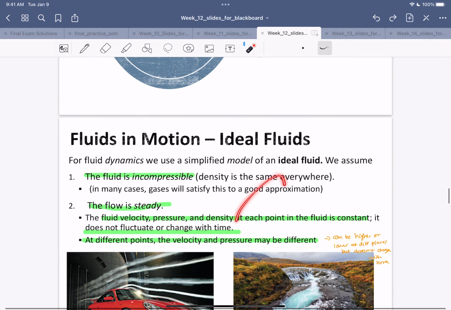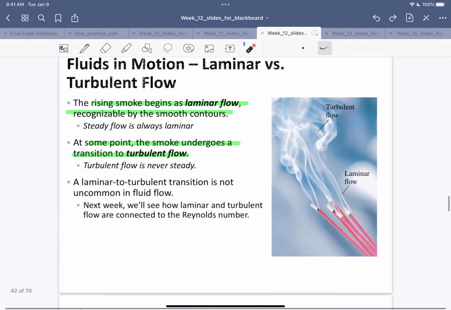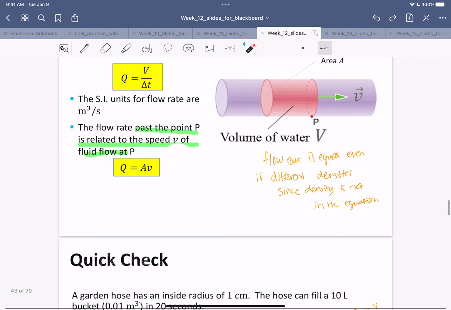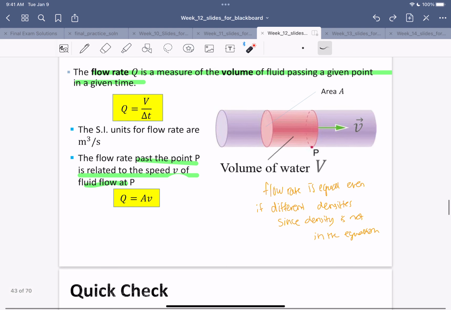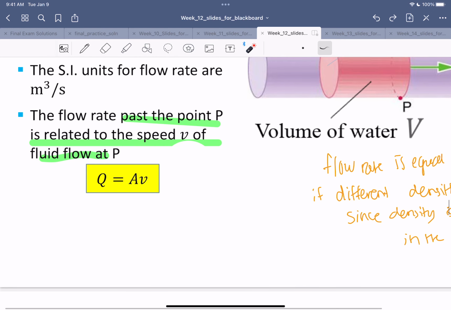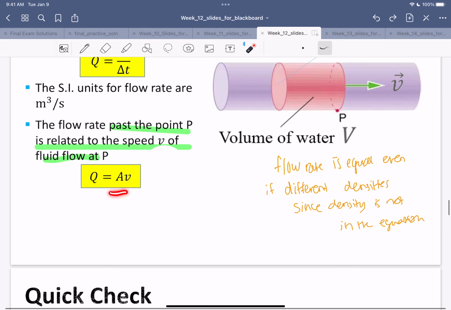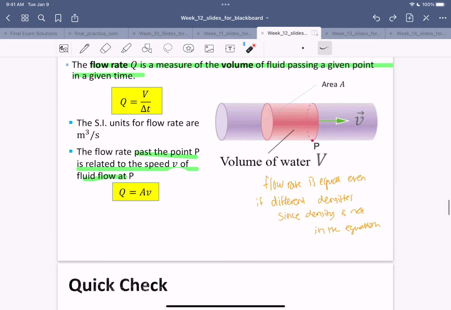This stuff is week 13, so I'll skip that for now. Flow rate is just a measurement of volume per second, right? And this is the equation for the flow rate, which is equal to the area times the velocity that the fluid is moving at, and that gives you the flow rate.